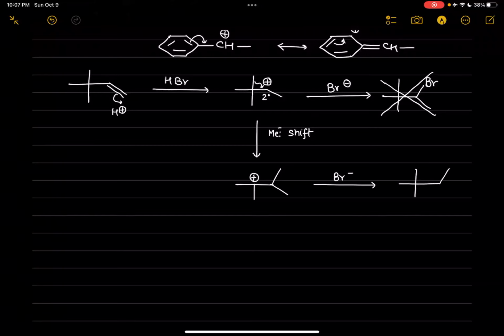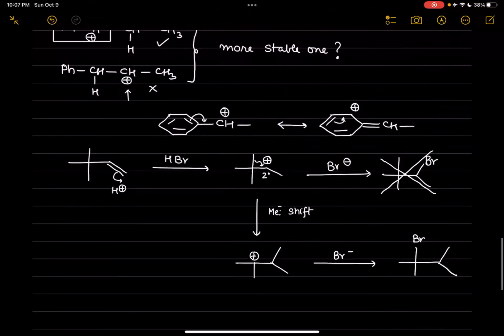For that thing, you should remember it for all the chapters, not only for this. For all the reactions, wherever you are undergoing the reaction through carbocation mechanism, this is a general concept. I hope this is clear to you.